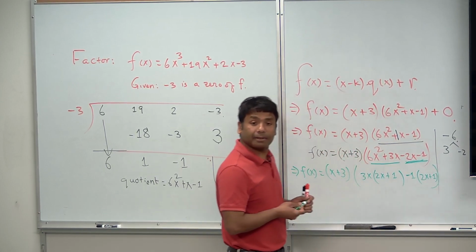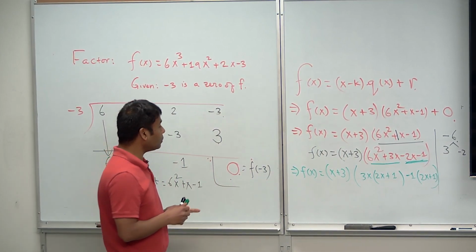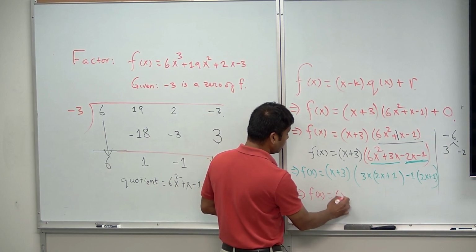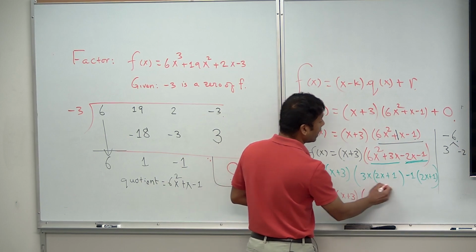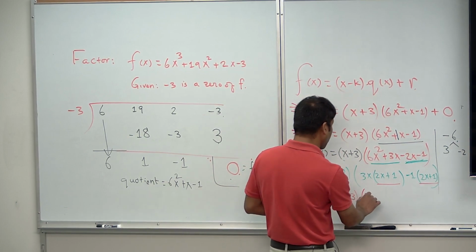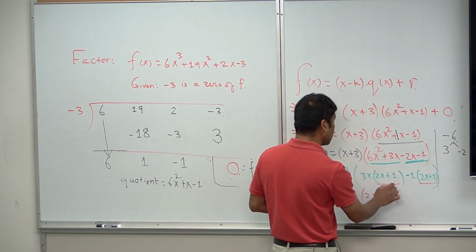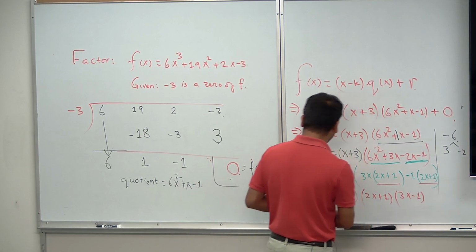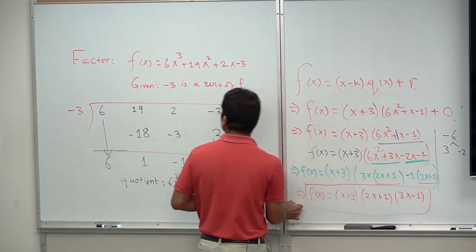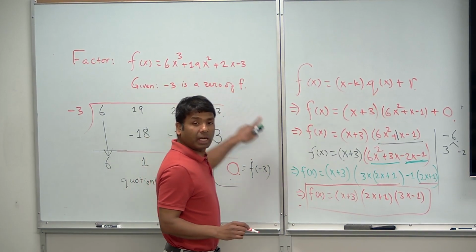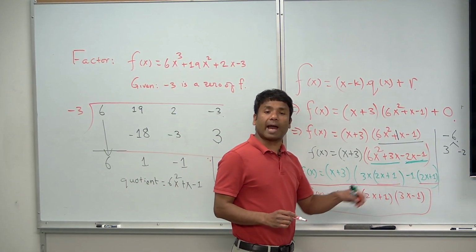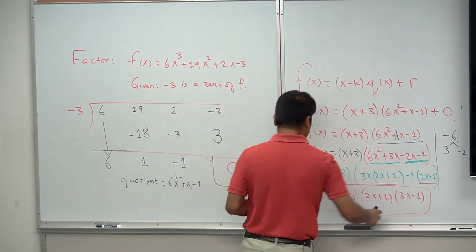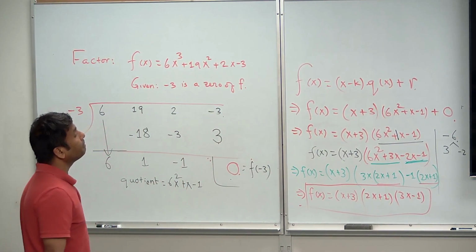So f(x) equals x plus 3, and then 2x plus 1 and 2x plus 1, you can factor out 2x plus 1. What is the remaining factor? 3x minus 1. We completely factored this polynomial into 3 linear factors.